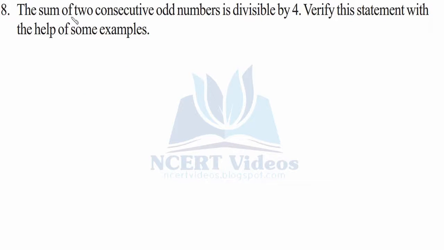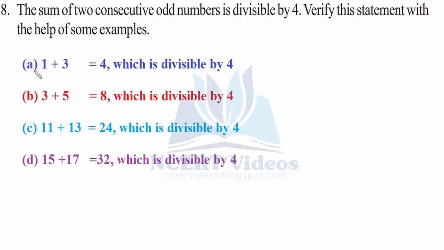8. The sum of two consecutive odd numbers is divisible by 4. Verify this statement with the help of some examples. First is 1 plus 3. These are consecutive odd numbers. It gives 4, which is divisible by 4.